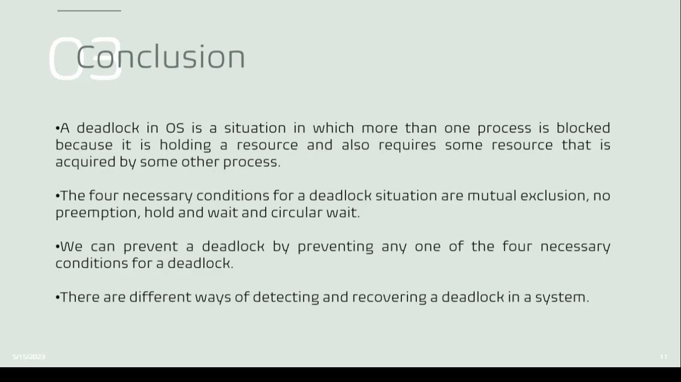So what we learned in this video was that a deadlock in an operating system is a situation in which more than one process is blocked because it is holding a resource and also requires some resource that is being held by some other process. Second, we learnt about the four necessary conditions for a deadlock situation. They were mutual exclusion, no preemption, hold and wait, and circular wait. Then we can prevent a deadlock by preventing any one of the four necessary conditions, because all four conditions are necessary for deadlock to occur.